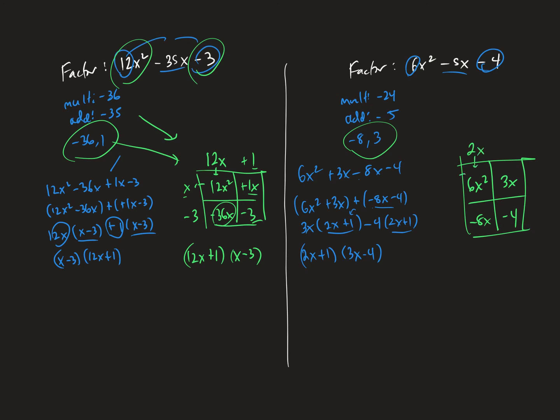This is 2x. This has to be 3x. That's 3x. And this is 3x. This has to be 1. If this is 1 and this is negative 4, then this has to be negative 4. And I can check it with this. Those multiply to give me that. And just as a note, it doesn't matter which order you write your factors in. All right, there you go.